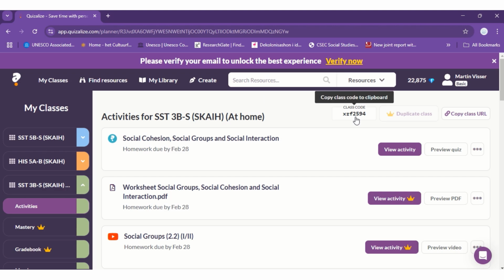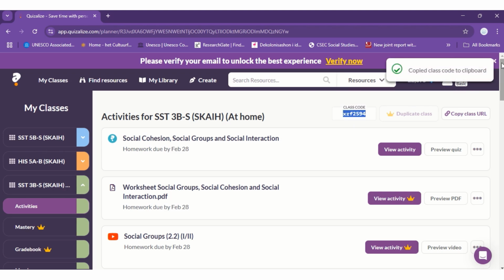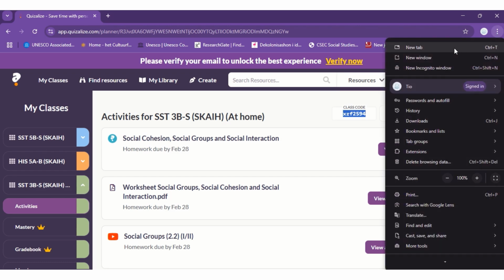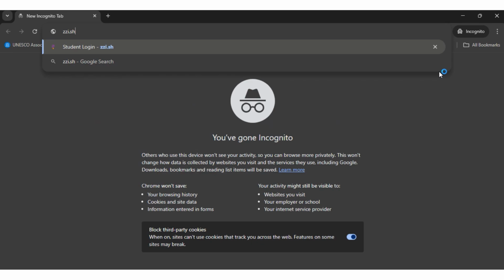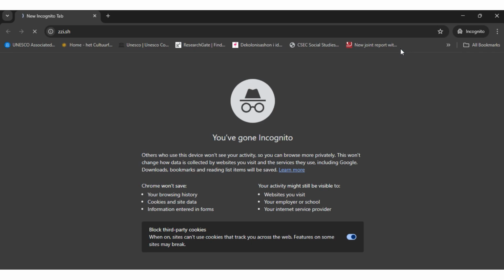And you see here the class code is again XZF2594. And I will copy that class code like you can see here to the clipboard. Then to show you how I log in, I go to an incognito tab. Sorry, I have a bit of a cold and flu while making this. And you have the Zish website, and as my browser is helping me here, that is your student login.